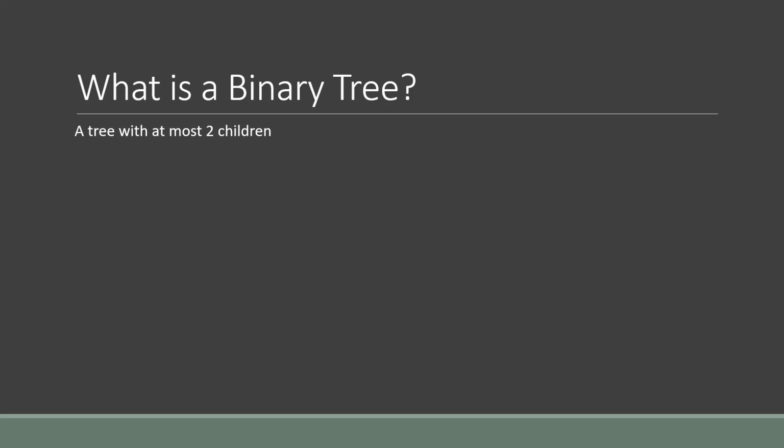A binary tree is a tree with at most two children. This means that each and every node in a binary tree can have either 0, 1 or max 2 children, but not more than 2 children.